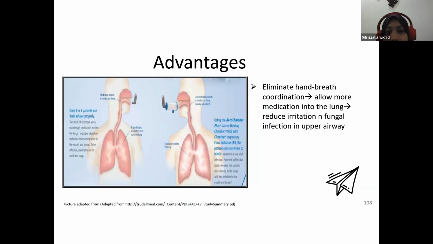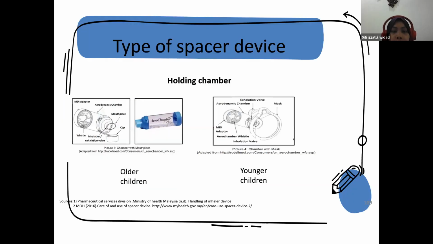Next slide. So what are the advantages of a spacer? We can eliminate the hand-breath coordination, because the patient needs to push the canister of the MDI and simultaneously inhale, and children usually don't have the coordination. Then we can allow more deposition of the drug in the lung compared to the upper airway. So we can reduce the irritation and fungal infection at the upper airway.